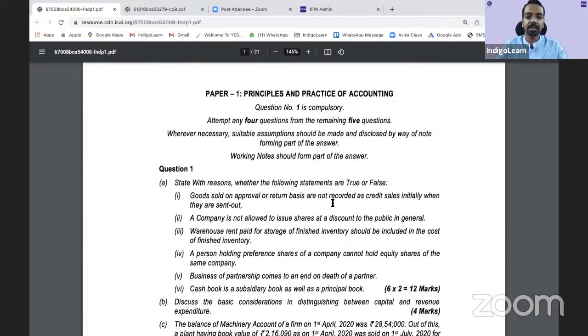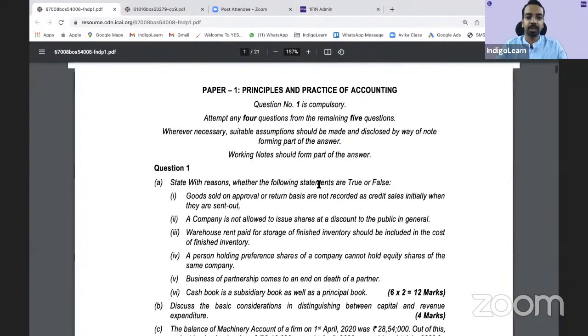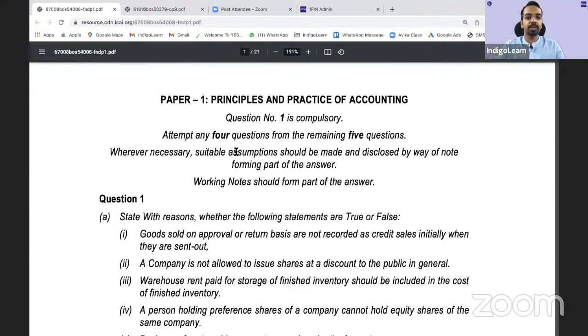Okay, now let us break this question paper down. The moment you get this question paper, the first thing you see here is: attempt question number 1, which is compulsory, a 20-mark question, and attempt any 4 questions out of the remaining 5 questions. So out of the remaining 100 marks, you need to write only for 80 marks. Okay, that is one thing.